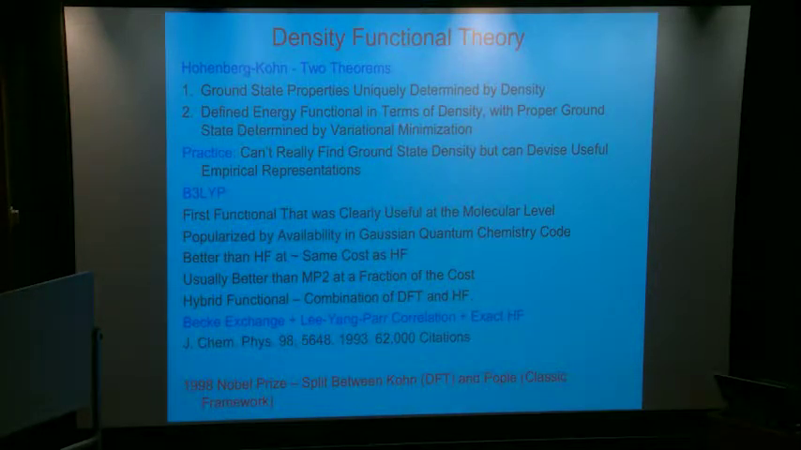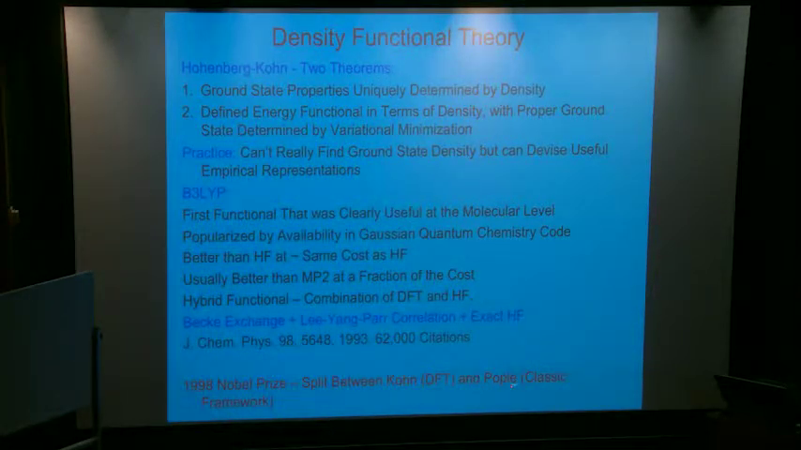Well, those are great mathematical sorts of theorems. In practice, you can't do that. You can't really do a variational minimization to any kind of truly quantitative accuracy. But you can get useful empirical representations. And so density functional theory ends up being all sorts of empirical approximations to try to get something that gets close to being the proper variational minimum representation of the density. As I said, B3LYP was the first one. One of its features of it being popular was it was available in this Gaussian code that I mentioned the other time.